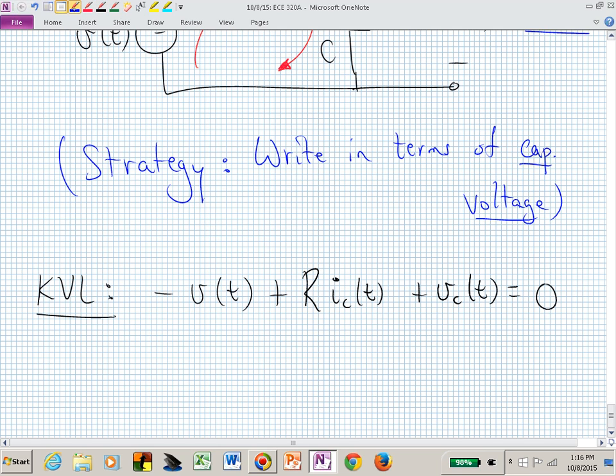And now is when we invoke ICE. That will allow us now to eliminate I sub c of t and just have an equation containing V sub c, its derivatives, and V. V is the input, and V sub c is what we're trying to solve for.